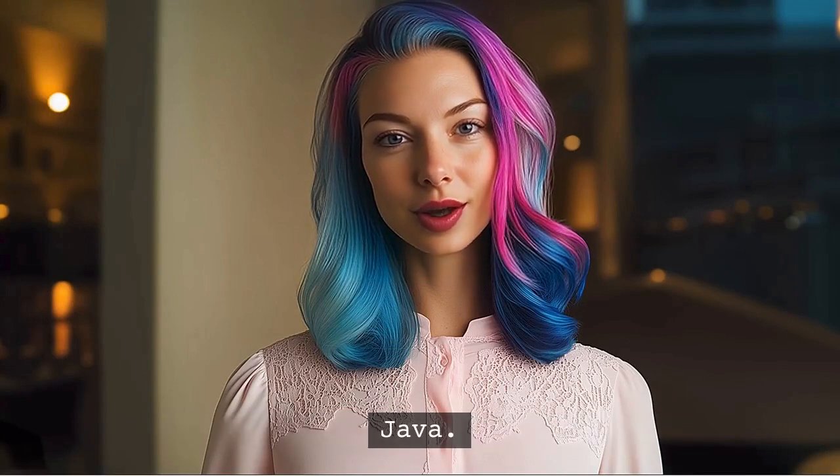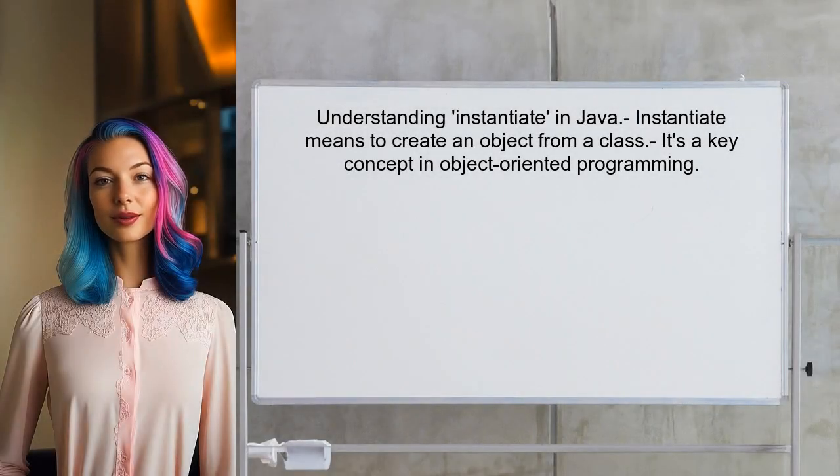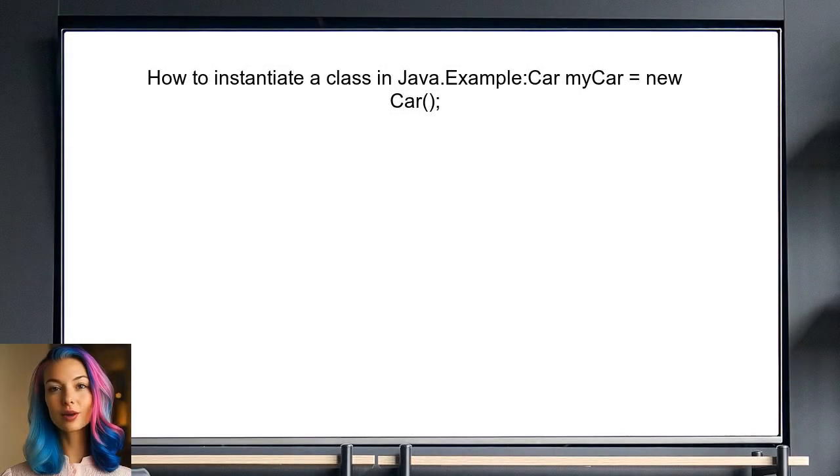of instantiation in Java. To understand the term instantiate in Java, the user should first know that it refers to creating an object from a class. This is a fundamental concept in object-oriented programming. Next, the user should learn how to instantiate a class. This is done using the new keyword followed by the class name and parentheses. For example, if we have a class named Car, we would write Car myCar = new Car().